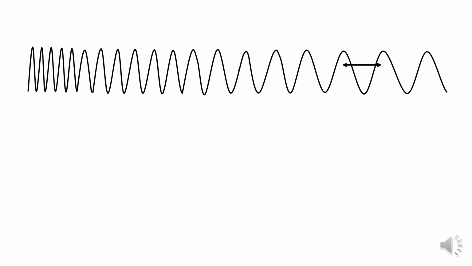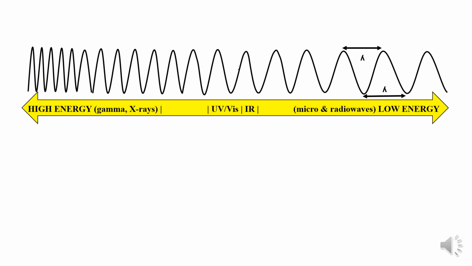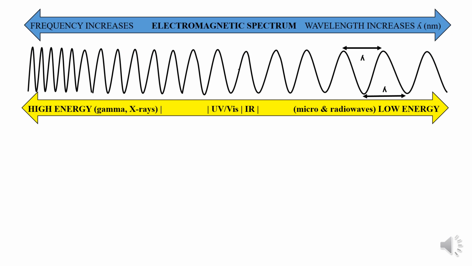The electromagnetic spectrum extends from the high energy gamma rays to low energy radio waves. So as you move from high energy gamma rays to low energy radio waves, you can see that the wavelength increases. And as you move from low energy radio waves towards high energy gamma rays, the wavelength decreases.